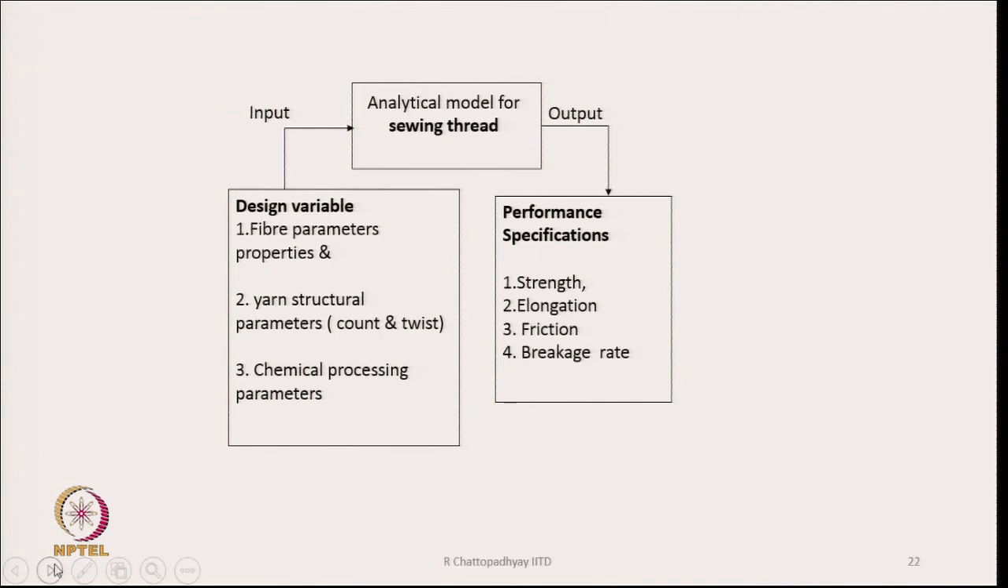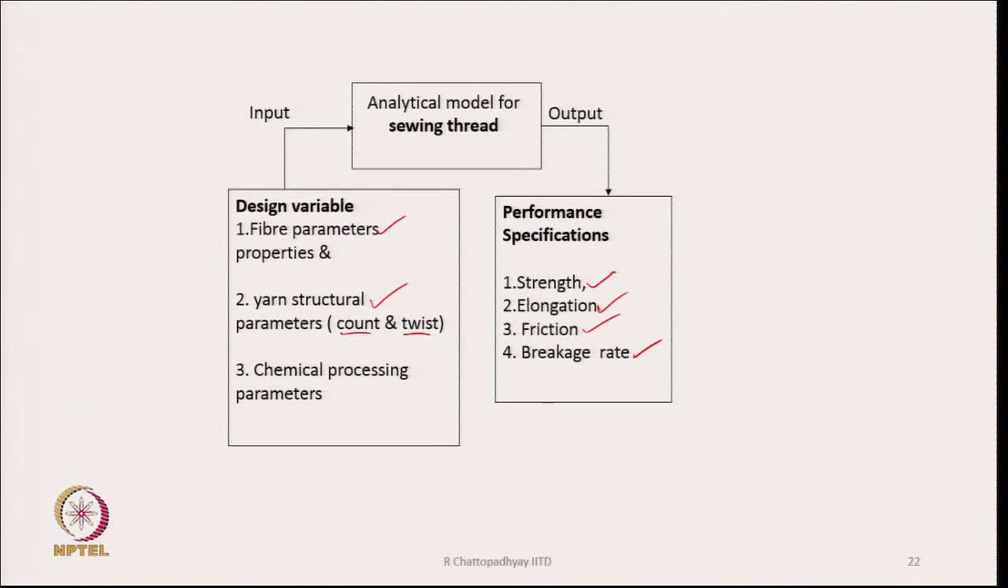Another example is, suppose, sewing thread. Now, the specification for, suppose, strength is given, or elongation is given, or friction value is given, or breakage rate is given. Some values have been given already. Design variables for strength could be fiber parameters. We can say fiber strength of the fiber, and we can give input as yarn structural parameters, let us say count and twist, and chemical processing parameters may not be useful for strength. So, then for strength we can use these two parameters, 1 and 2.